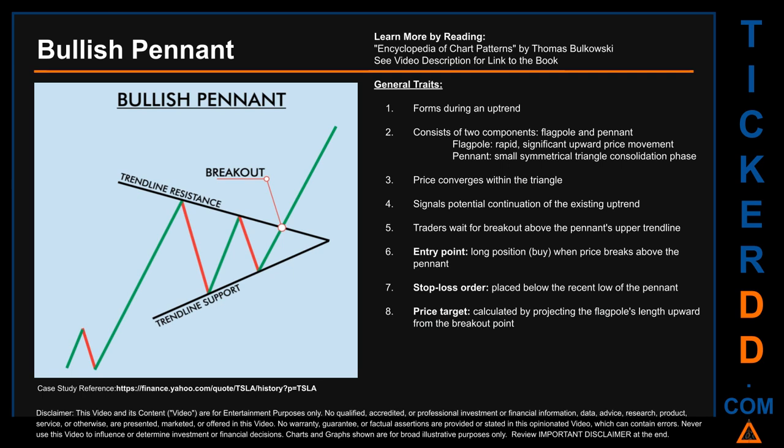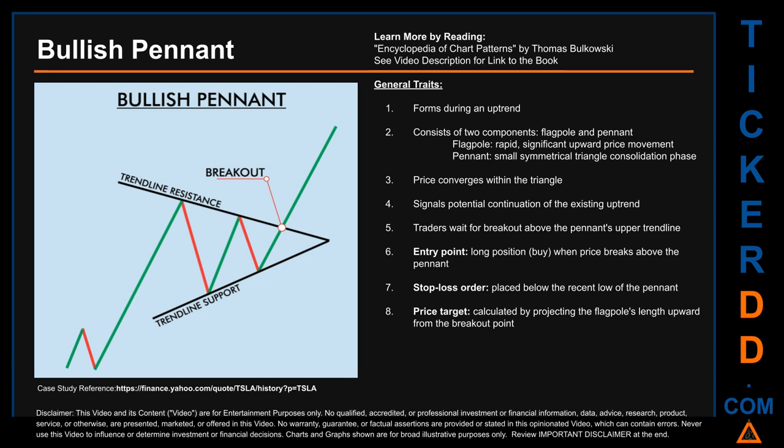together. To trade a bullish pennant pattern, traders typically wait for a breakout above the upper trend line of the pennant, which signals a continuation of the uptrend. They may enter a long position when the price breaks above the pennant, with a stop-loss order placed below the recent low of the pennant to manage risk. The price target for the trade is usually calculated by measuring the length of the flagpole and projecting that distance upward from the breakout point.